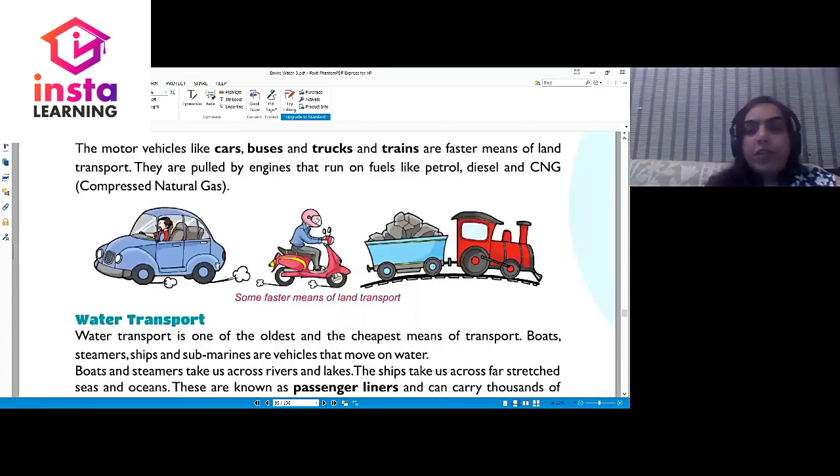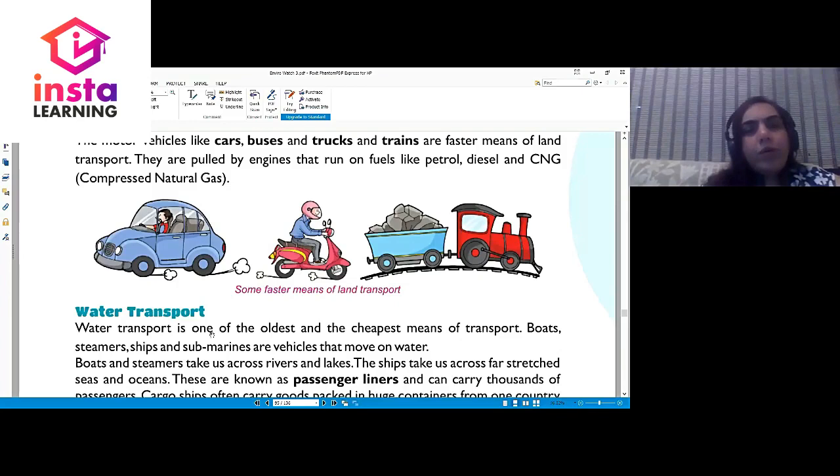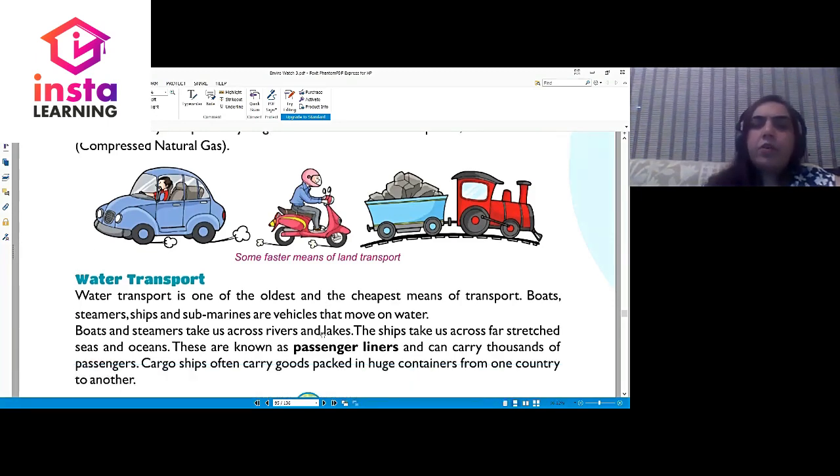Talking about water transport, it is one of the oldest and the cheapest means of transport. Boats, steamers, ships, and submarines are vehicles that move on water. Boats and steamers take us across rivers and lakes. The ships take us across far stretched seas and oceans. These are known as passenger liners and can carry thousands of passengers. Cargo ships often carry goods packed in huge containers from one country to another.